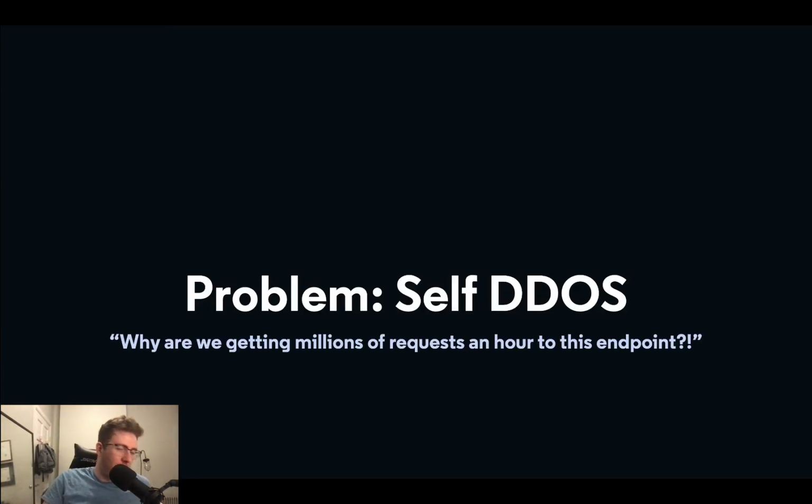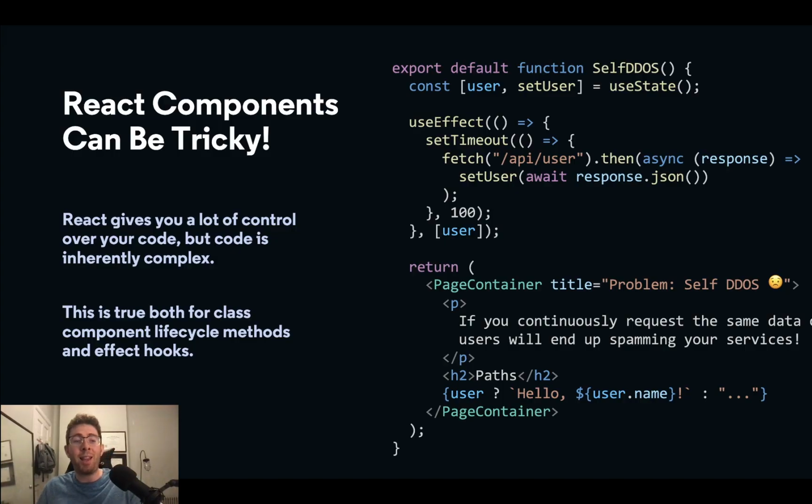One last problem to go over, self-DDoS. It's not always a performance issue, but it's certainly an issue to deal with. A DDoS, or distributed denial of service, is when someone sends so many requests to a server that the server cannot handle the load. And I want to give some context here that, like with any UI state management framework, React components can be really tricky.